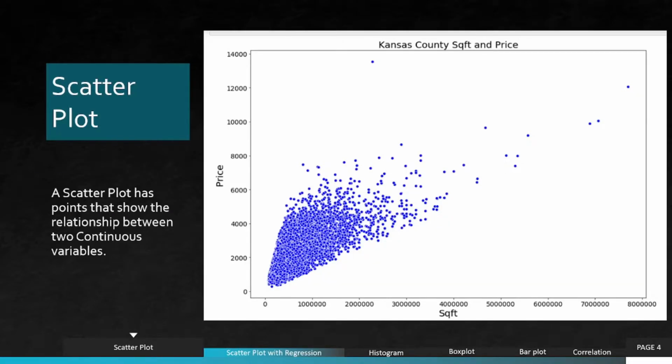Scatter plot has the points that show the relationship between two continuous variables. So what is a continuous variable? A variable which is not discrete, meaning it has a number within a range, it has infinite number of values, like square feet and the price. As the square feet is increasing, we see the price is also more or less increasing. The scatter plot gives us a very good indication of that. In the subsequent lectures that would follow, we would actually construct the scatter plot with Python.